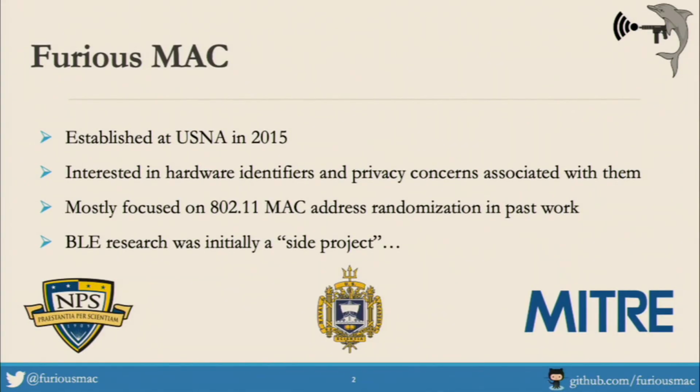So a little bit about the group. Furious Mac was first established in 2015 at the United States Naval Academy. We were mostly interested in hardware identifiers, and we still are. So a lot of our past work has focused on Wi-Fi MAC address randomization and trying to defeat randomization. And initially, this Bluetooth low energy research just started as a side project to see if we could use the data included in Bluetooth advertisements to actually defeat MAC address randomization in Bluetooth. And then it got kind of out of control, as you'll see.